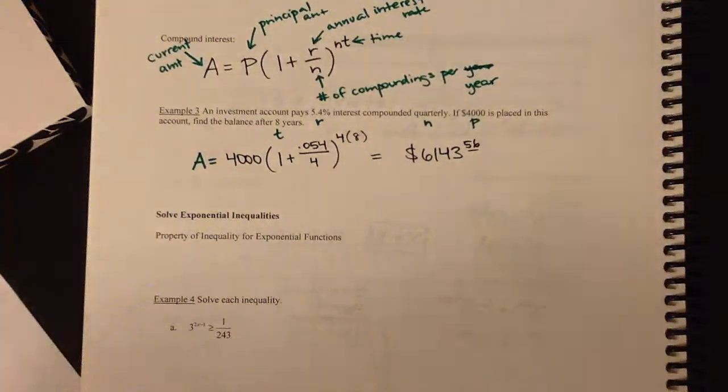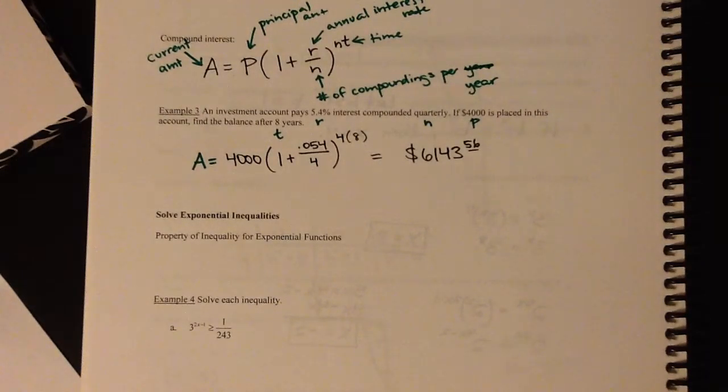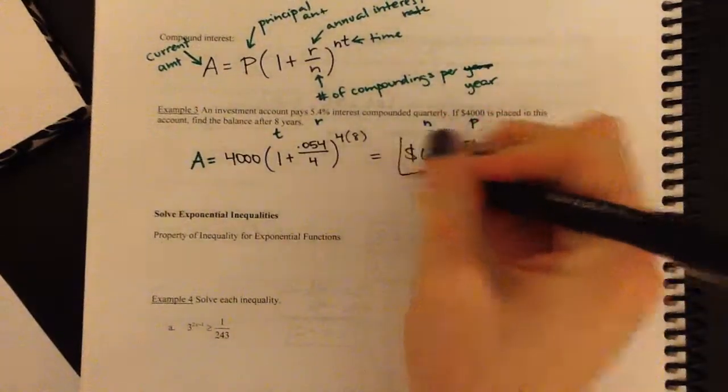So $6,143.56. All right, so that's how those compound interest problems work. It's just knowing how to plug everything into that formula, which would be given to you. So this would be your final answer.